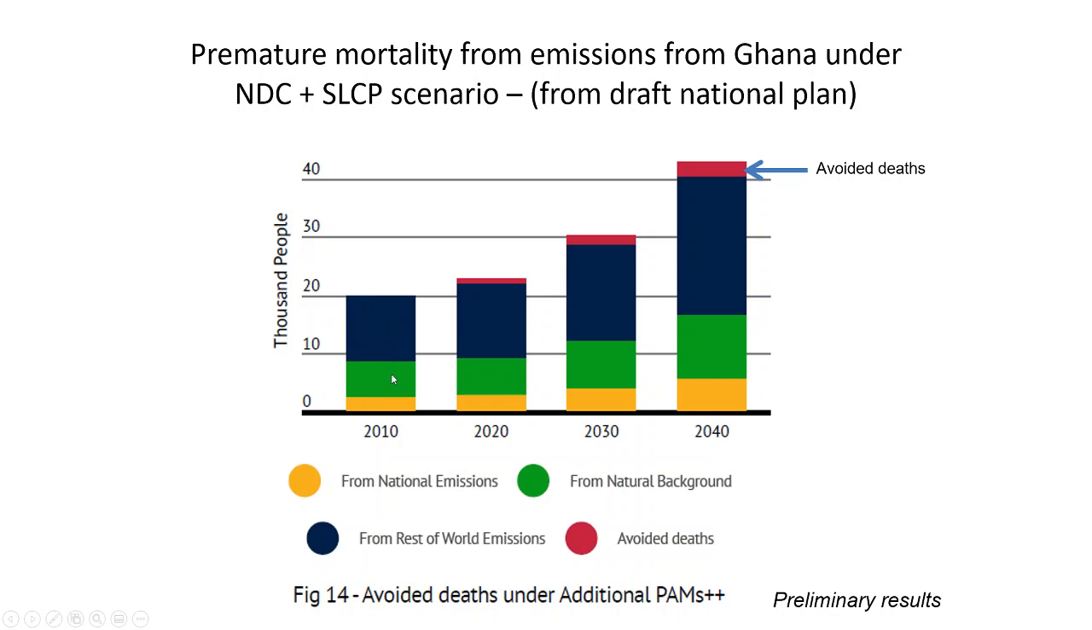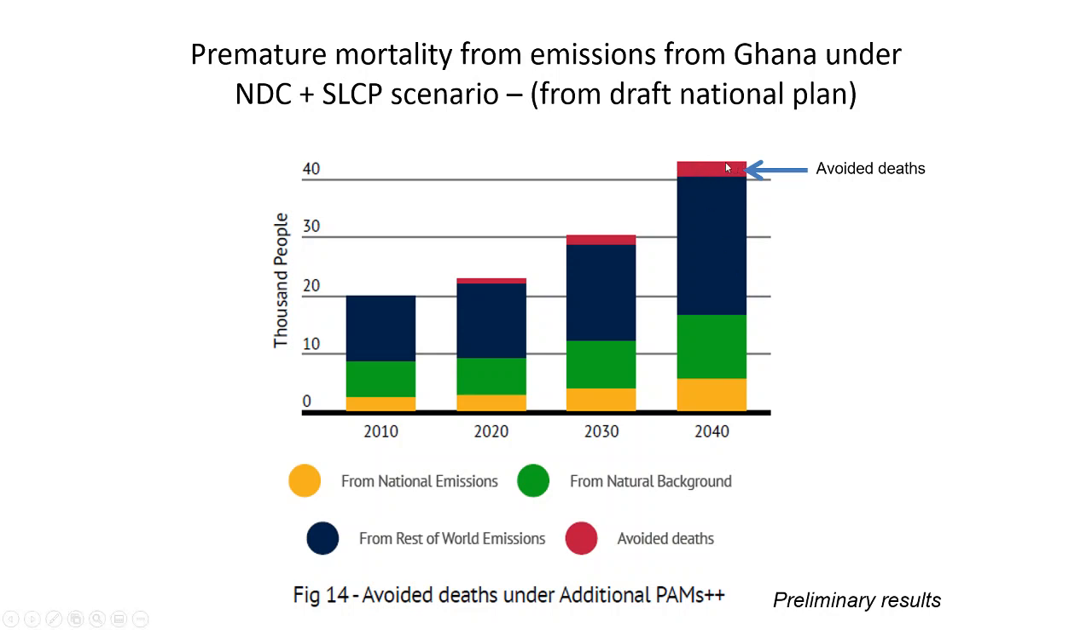We have a large contribution from natural background because during particular parts of the year there is desert dust that is blown down from the Sahara. And then we have this contribution here from national emissions. And between 2010 and 2040, the number of premature deaths is set to double. Now that's due to increasing air pollution concentrations, increasing emissions, but it is also due to increases in population and having an older population that are more susceptible to air pollution.